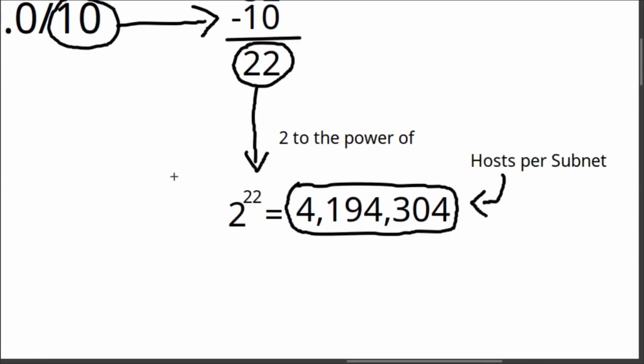Okay, I messed up saying that. I'm going to try saying it again. 4,194,304 hosts per subnet. There we go.